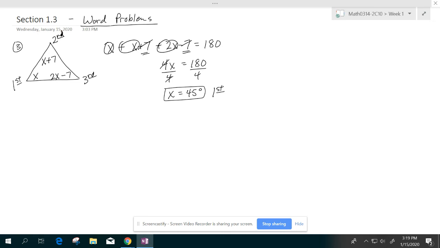X by itself. We also need the second angle. Do you see the second angle is x plus 7? So whatever x is, I'm going to add 7 to get the second. 45 plus 7? And I also need the third angle.